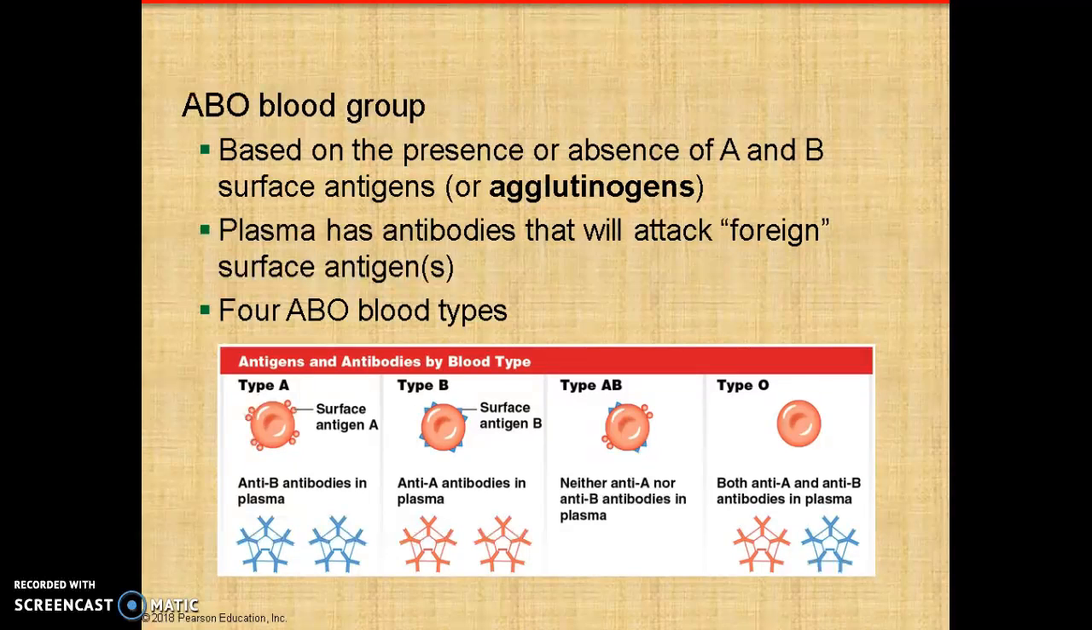If you have type A blood, your plasma has antibodies that will attack the foreign antigen, which would be type B. If you have type B blood, you have the surface antigen B, but you will have anti-A antibodies in your plasma. If you have type AB blood, you have no antibodies. And if you have type O blood, you have antibodies against A and against B.